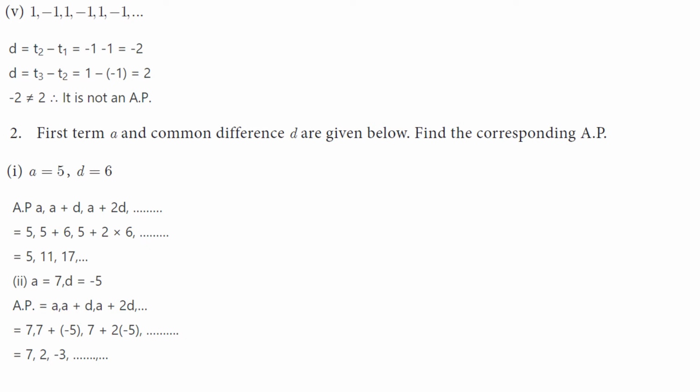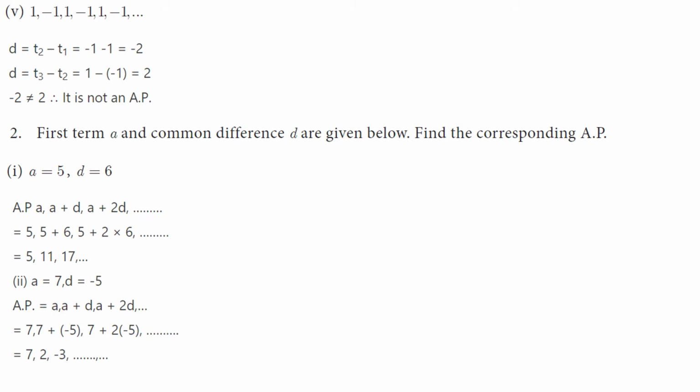First term A, common difference D are given below. Find the corresponding AP. So, A equal to 5, D equal to 6 given. AP means what sequence? That is A, A plus D, A plus 2D, etc. A means first term, second term A plus D, so 5 plus 6. Third term A plus 2D, so 5 plus 2 into 6. That is 5, 11, 17.